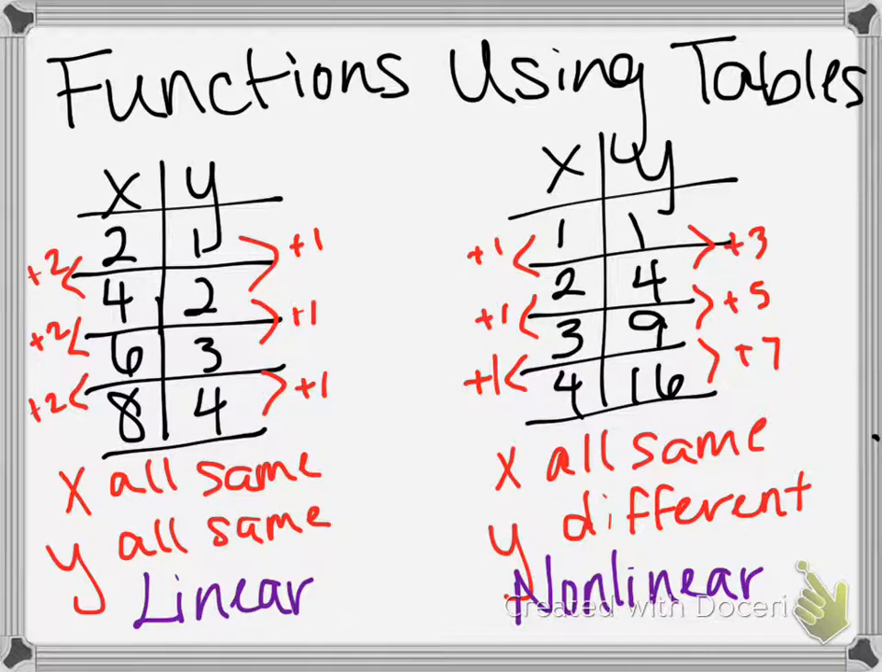Now if we look at the second example on the right-hand side, from 1 to 2, we add 1. From 2 to 3, we add 1. From 3 to 4, we add 1. So for x, the rate of change is all the same. But if we look at the y's, to get from 1 to 4, we add 3. From 4 to 9, we add 5. And from 9 to 16, we add 7. So our y's are all different. That creates a nonlinear function.